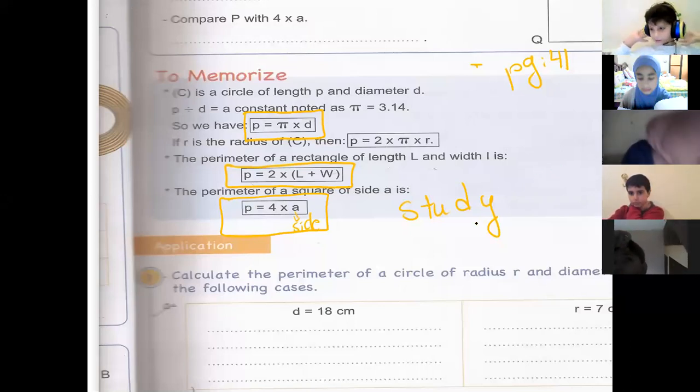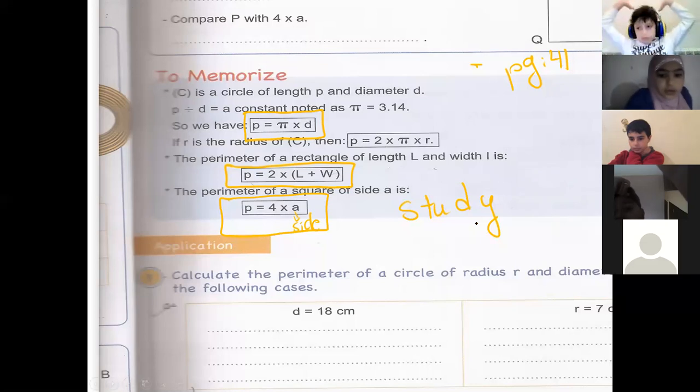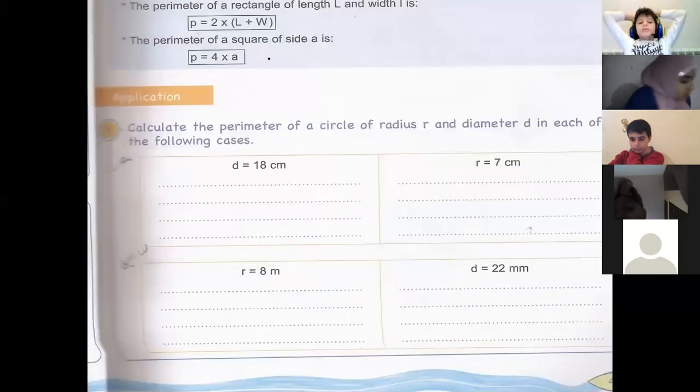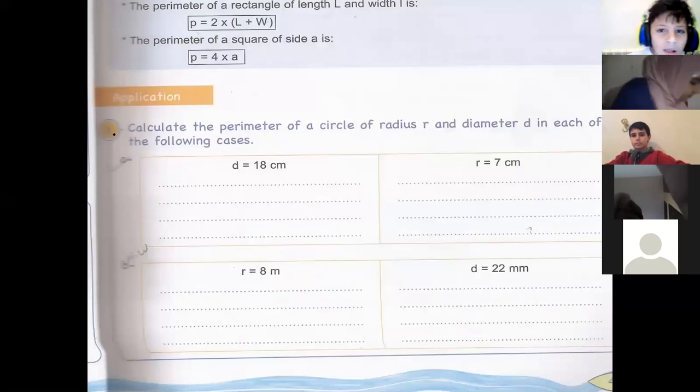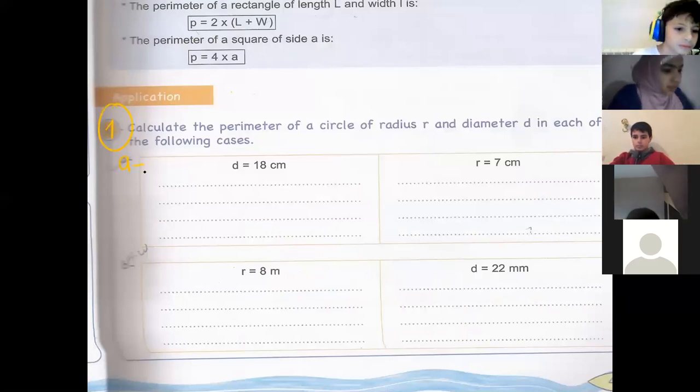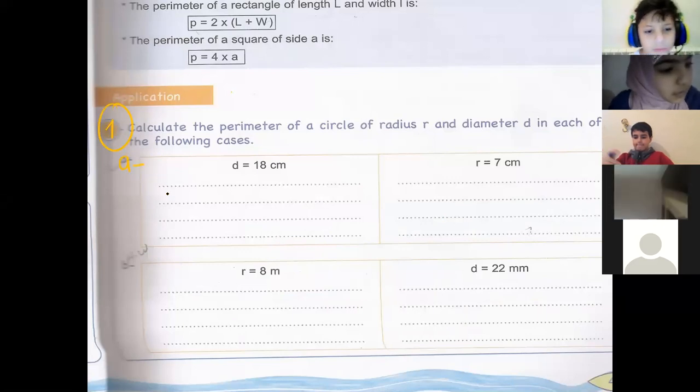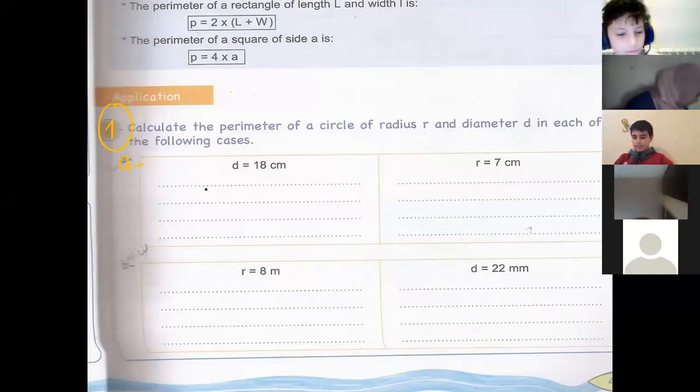Now we will start with exercise 1, part A. We don't have time, less than 1 minute. Let's start until the time finishes. Let's start doing part A, find the perimeter of a circle.